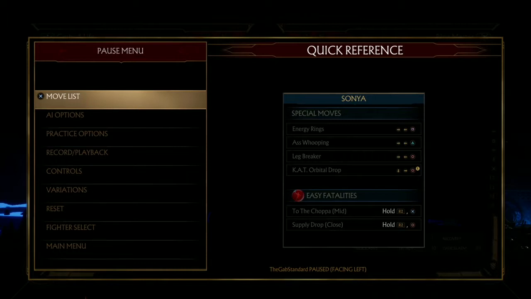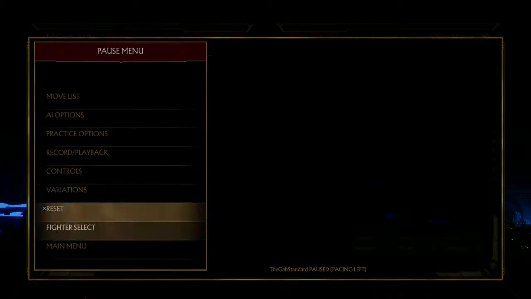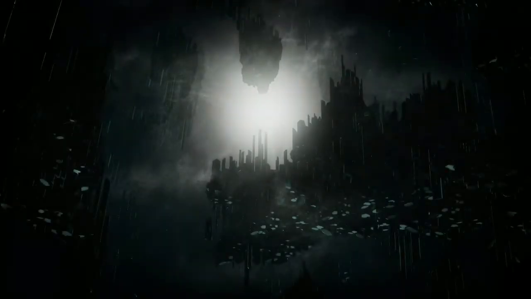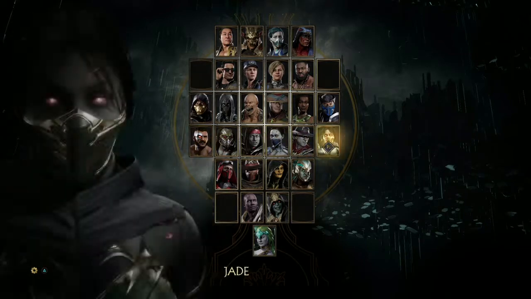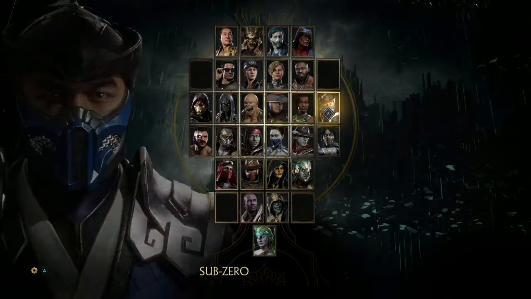Show the example with Sub-Zero's free gap. Fair point. You're welcome, Dan. Sub-Zero's free gap.